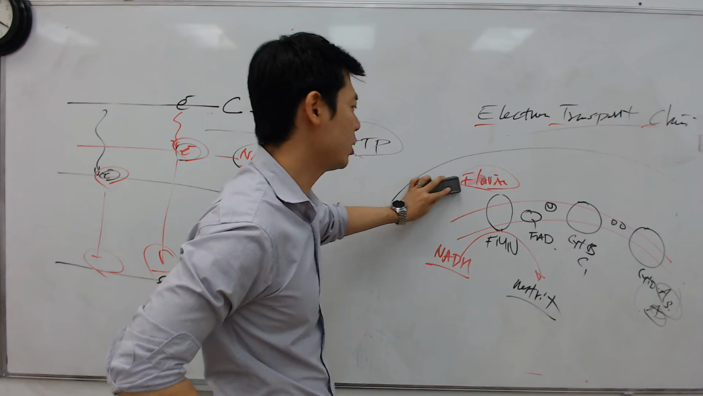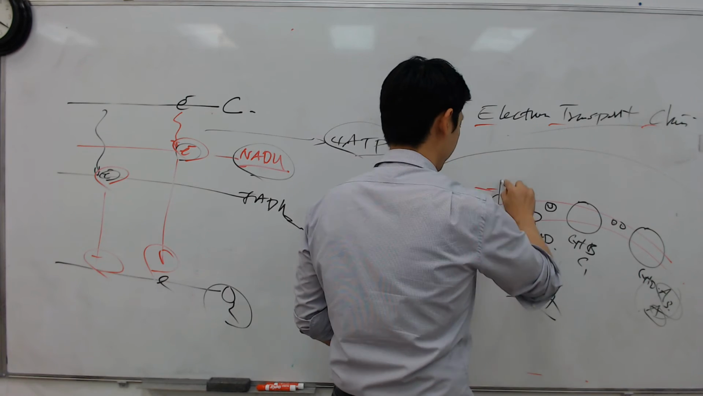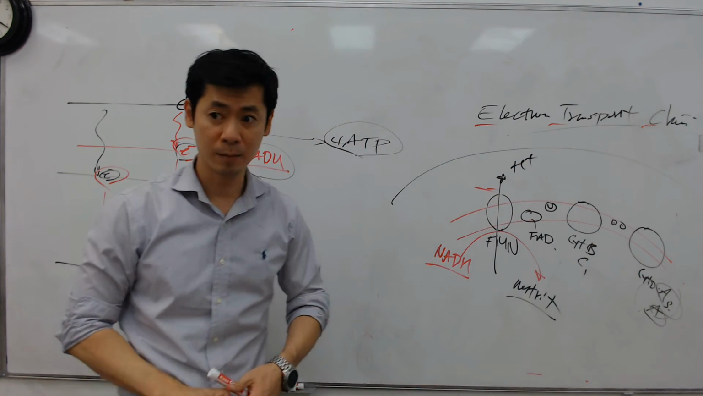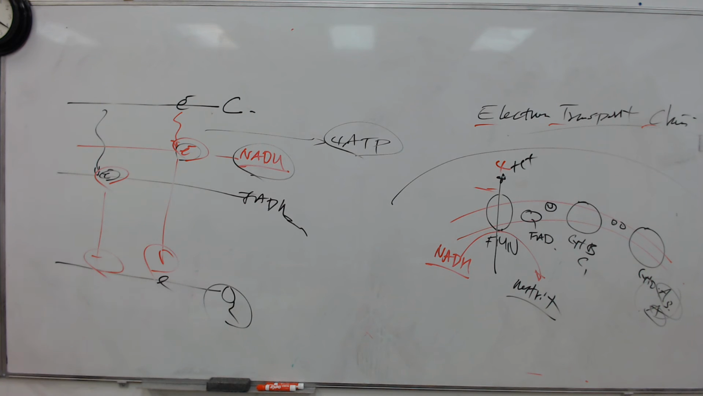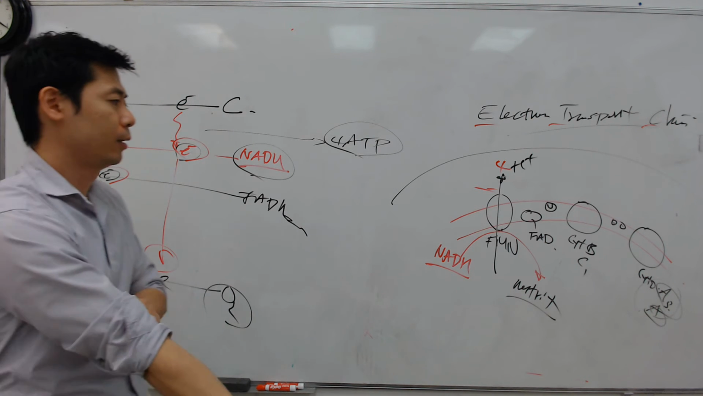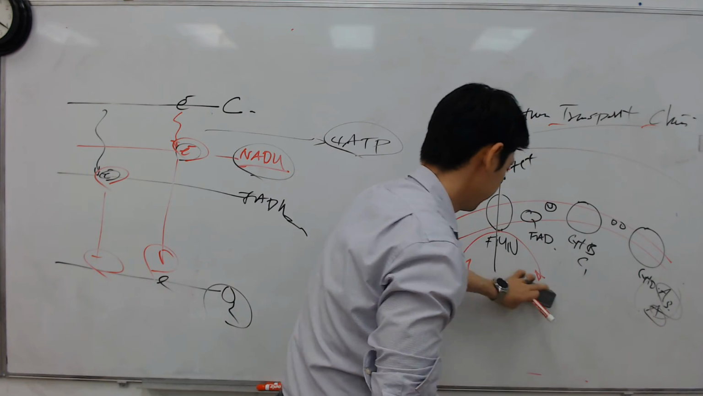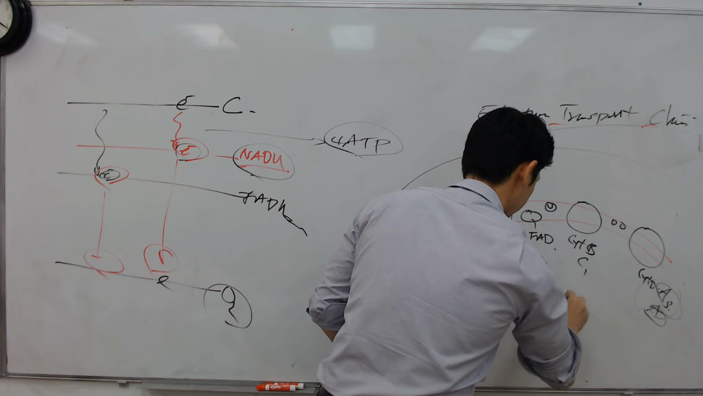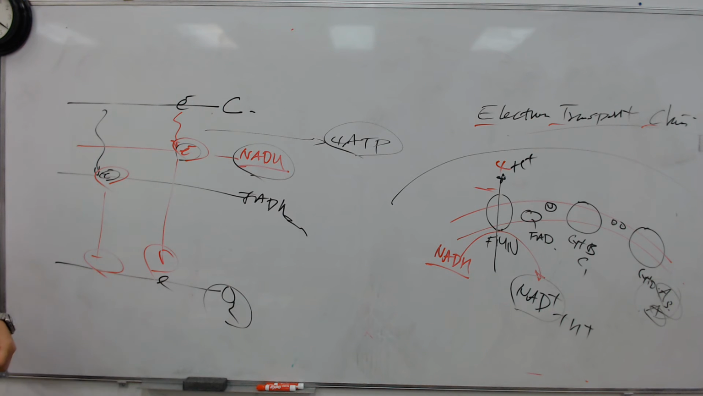So basically the main job is what? They get the high energy electron and what? They pump out H pluses, protons, okay? How many? 4 H pluses, okay? Number 4 on there, right? 4 H pluses. And then NADH will turn into NAD plus H plus. So now they're losing their electrons. Now they're giving away 2 electrons, right?